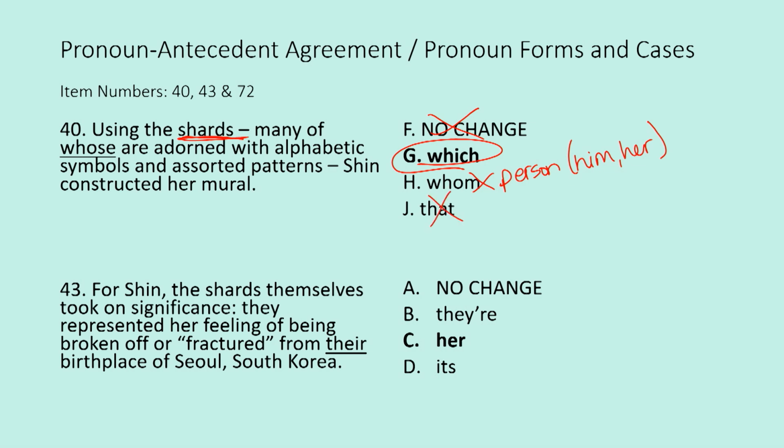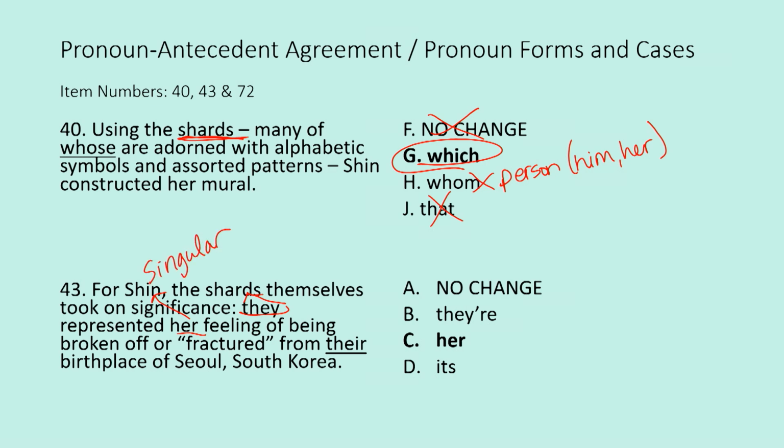So let's look at number 43. For Shin, the shards themselves took on significance. They represented her feelings. They refer back to shards. Her refers back to Shin. Let's keep going. Her feeling of being broken off or fractured from their birthplace of soul. Well, we know Shin has been singular the whole time.